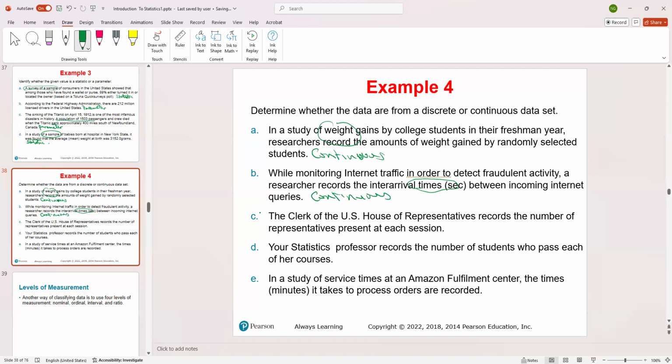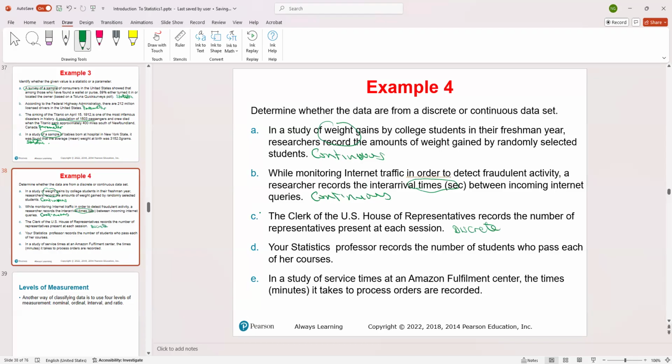The clerk of the U.S. House of Representatives records the number of representatives present at each session. Is there any possibility that the number of people recorded present here can be a decimal? No, it cannot be a decimal, so it's discrete.